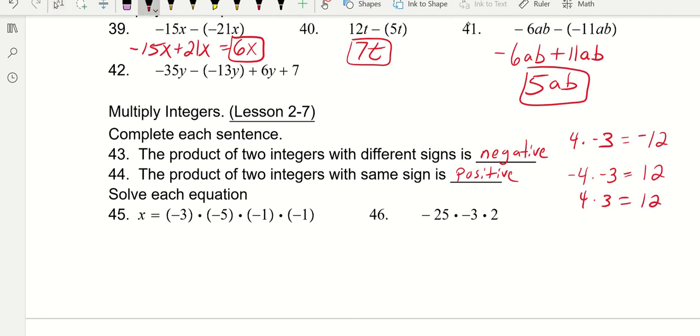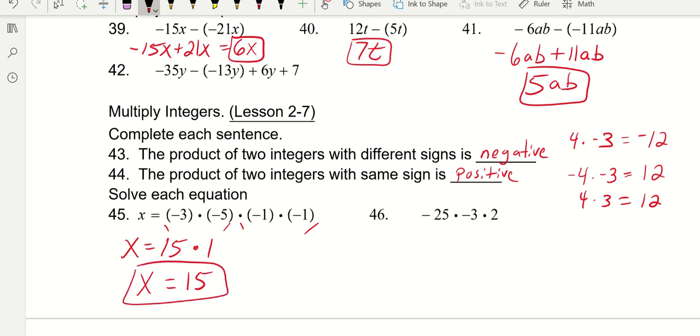So solve each equation. X is equal to, here we have a negative multiplied by negative, which is going to be positive. 3 times 5 is 15. Carry down, actually, you know what? Here's what I can do. Negative 1 times negative 1. What's a negative times a negative? A positive. What's 1 times 1? 1. What's 15 multiplied by 1? 15. There we go.